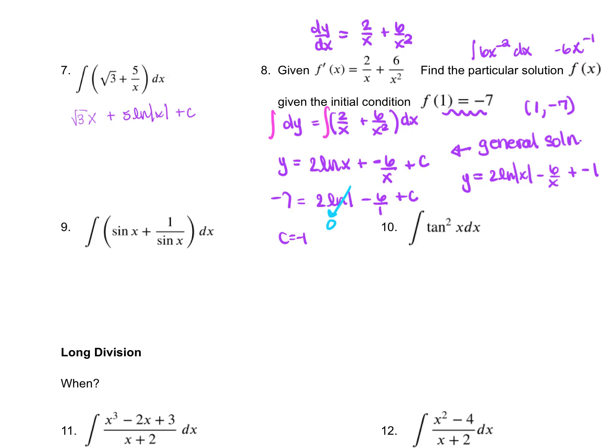All right, so let's just simplify this. 1 over sine x is the same thing as cosecant x. And the integral of sine is minus cosine x. And then the integral of cosecant is minus natural log of cosecant x plus cotangent x.